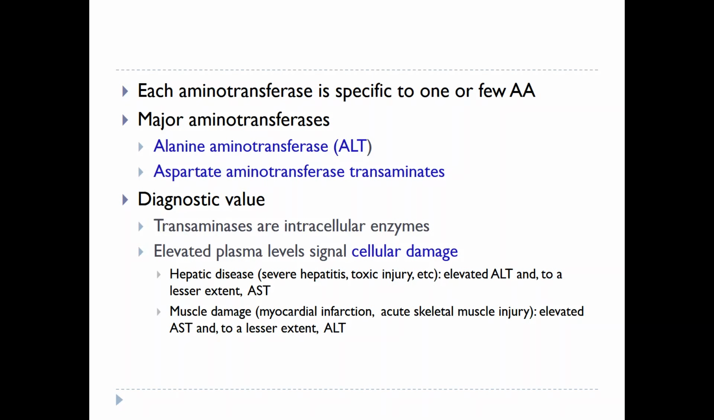sudden toxic injury, which results in elevated alanine aminotransferase to a lesser extent aspartate aminotransferase. However, when there is muscle damage, such as myocardial infarction or acute skeletal muscle injury from trauma, usually the elevated levels are of those of aspartate aminotransferase and to a lesser extent alanine aminotransferase.